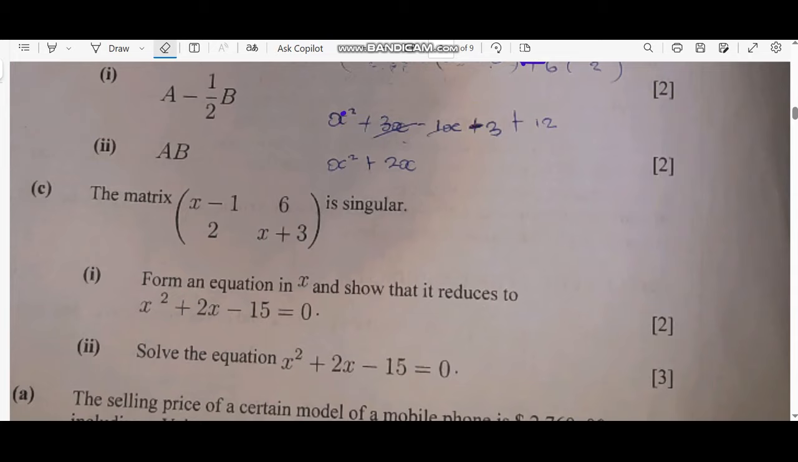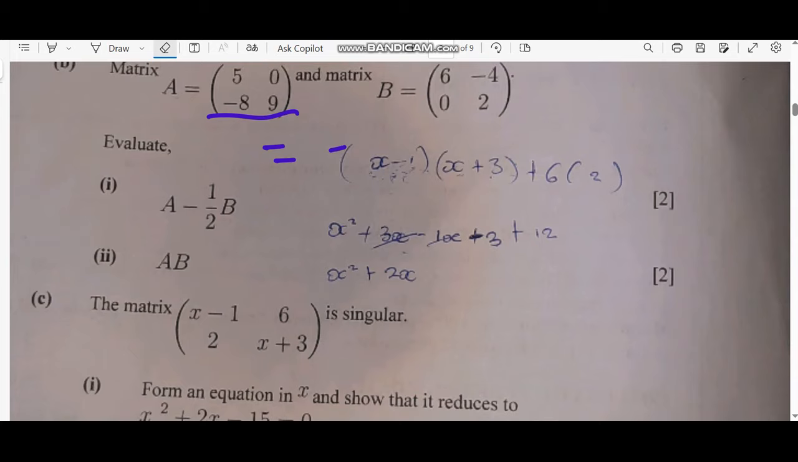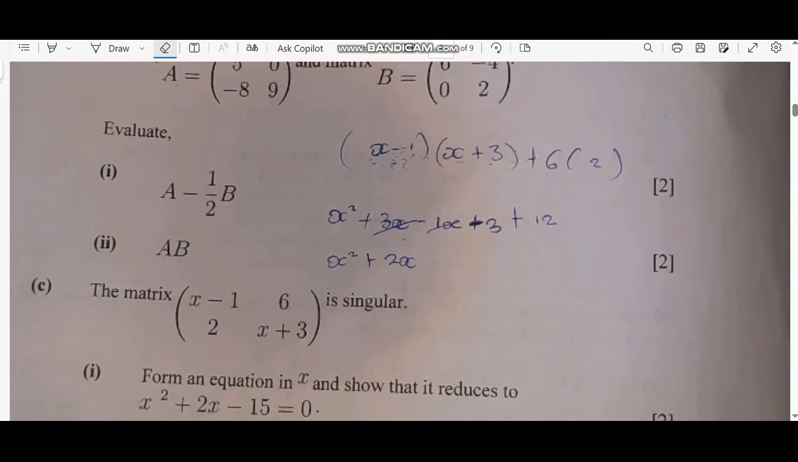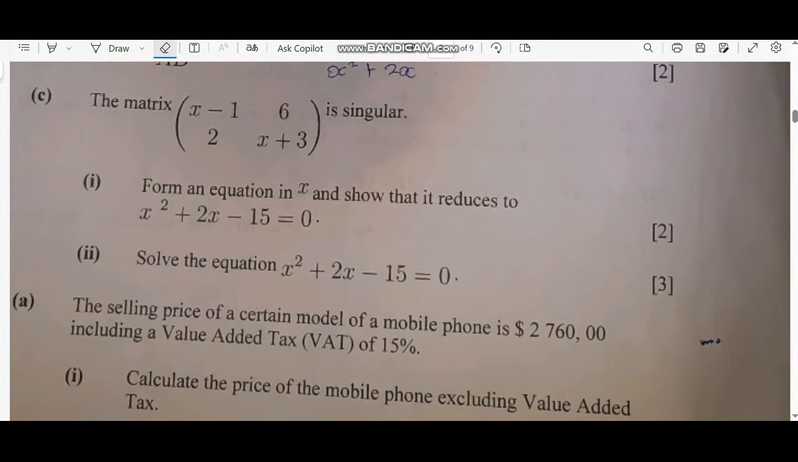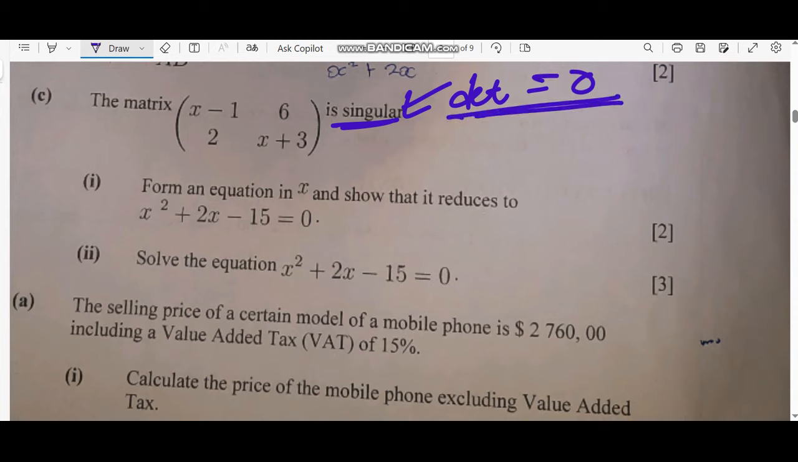All right. So guys, I hope you are being assisted. All right, next one, C. It says the matrix, which is this one, is singular. Item 1, form an equation in x and show that it reduces to x squared plus 2x minus 15 is equal to 0. All right, so if they are saying the matrix is singular, what they are saying is that the determinant of that matrix is 0. This matrix has a determinant of 0.